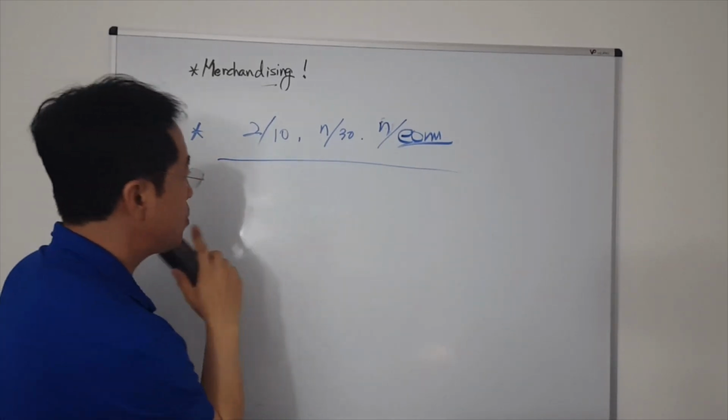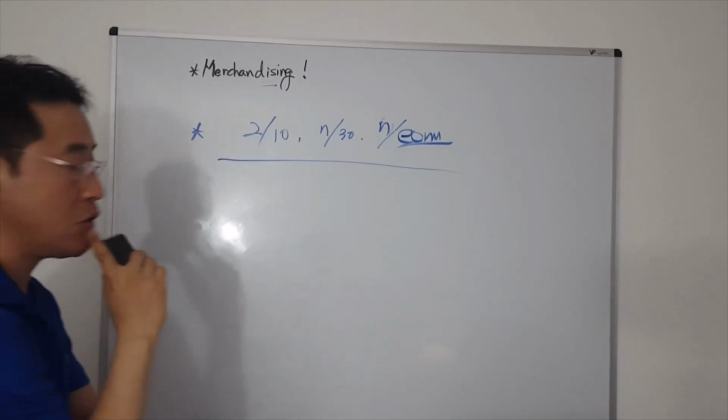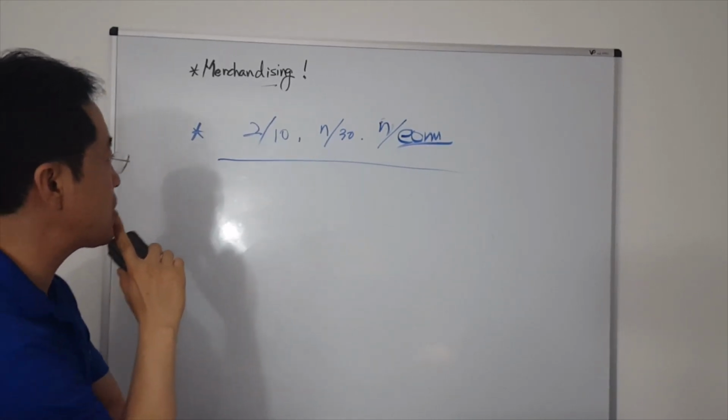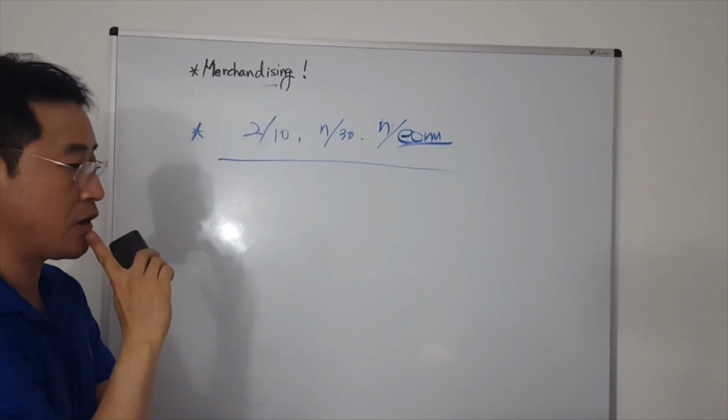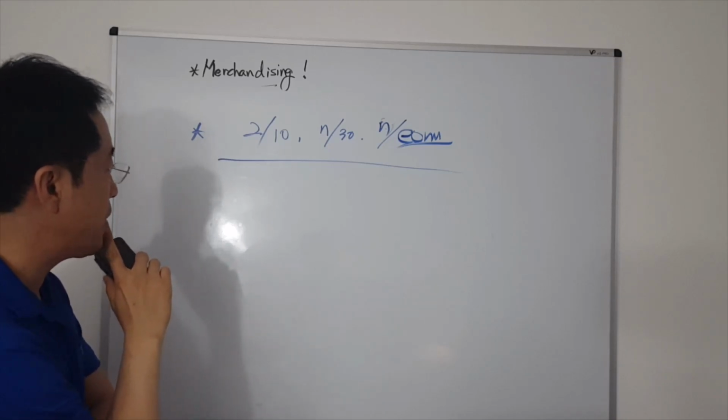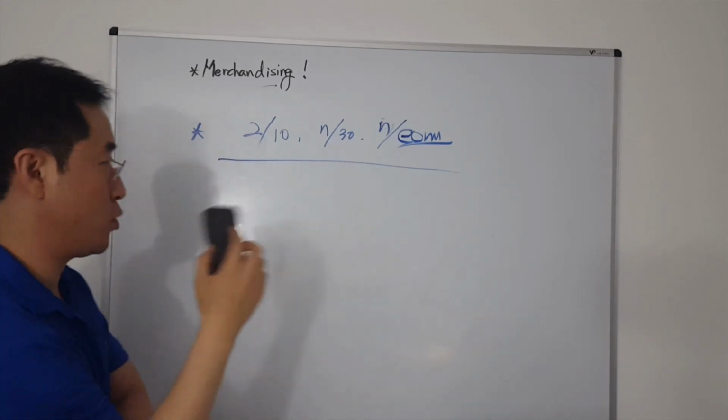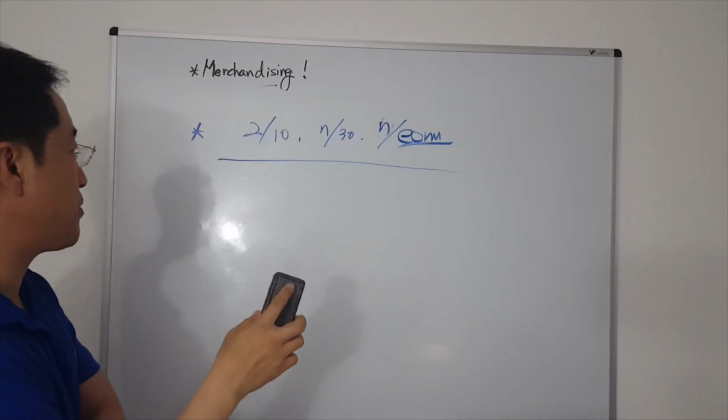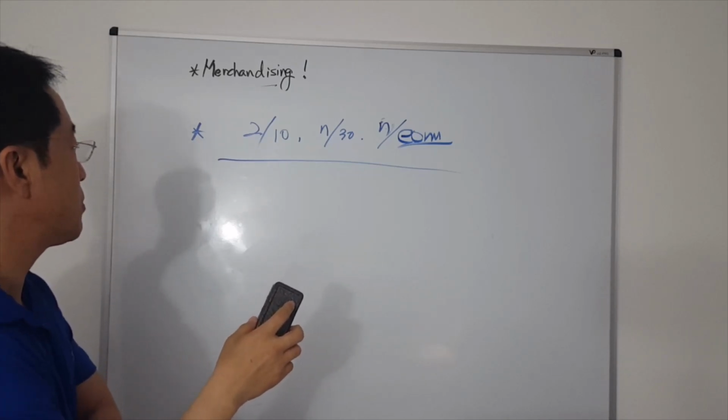So those are the brand new concepts under the merchandising industry we need to understand before we start to record from an accountant's point of view. Okay.